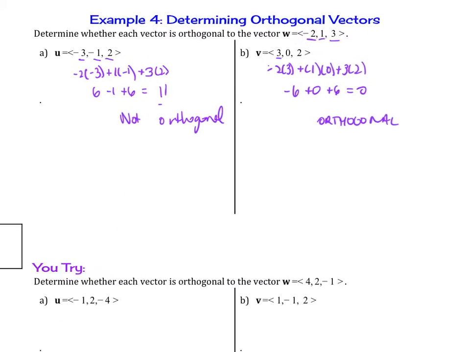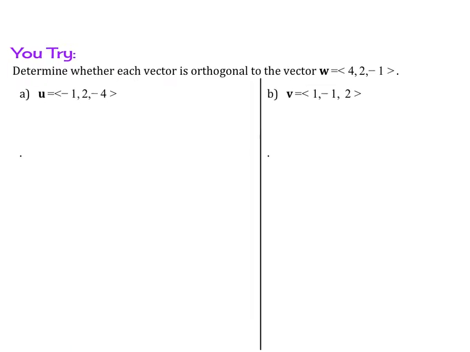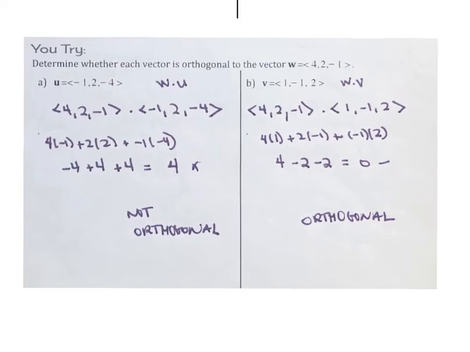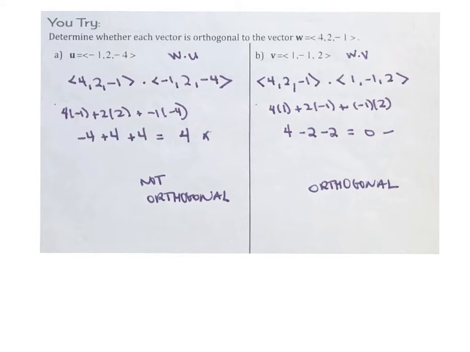So go ahead and try the next examples down here. So trying this out, the first one is not orthogonal, you would get 4. And then for letter B, you would get 0, therefore it is orthogonal.